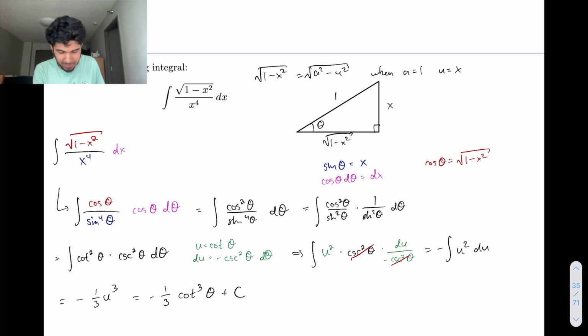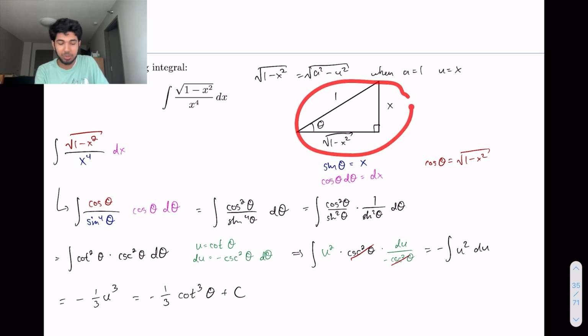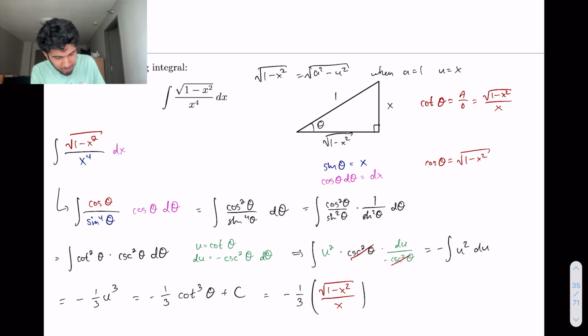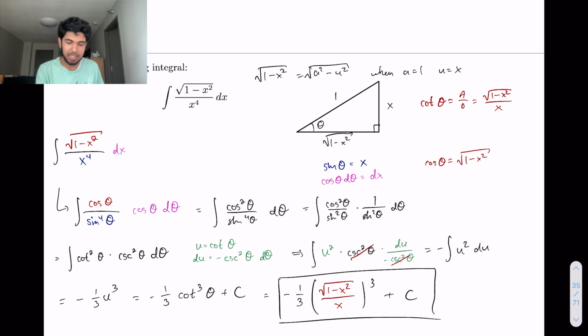So how do we compute theta here? Well, we're looking for cotangent of theta cubed, so we can look at this triangle here to compute cotangent of theta. So cotangent of theta is going to be adjacent over opposite. Adjacent is the square root of 1 minus x squared. Opposite is x. So we can substitute in by saying this is equal to negative 1/3 times the quantity square root of 1 minus x squared over x raised to the third power plus c. Box your answer and call it a day.